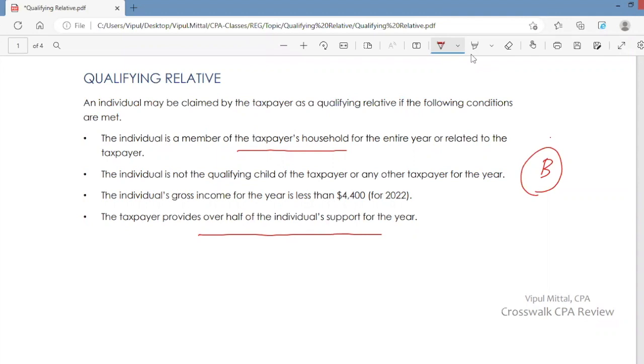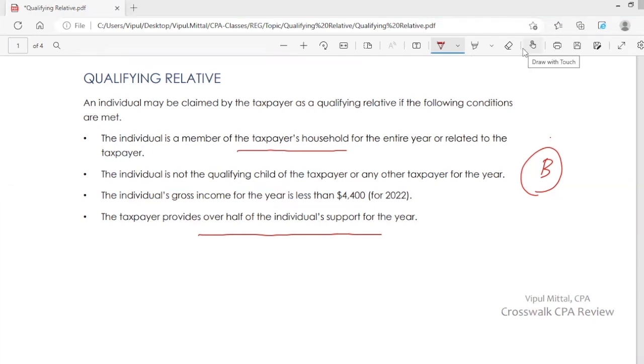When I say support, I mean everything an individual needs, all his necessities, whether it is food, shelter, clothes, medical care, dental care, education, transport, recreation, everything, every necessity. And you provide more than 50% of the individual's support for the year. You pay for that more than 50%.